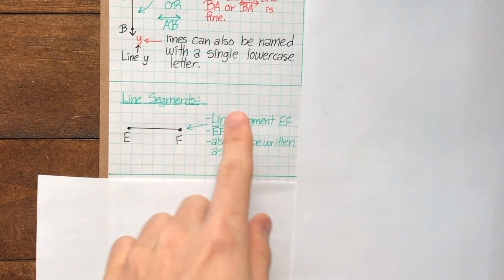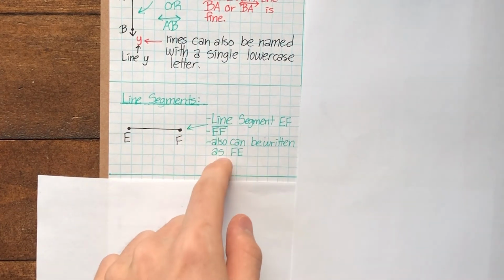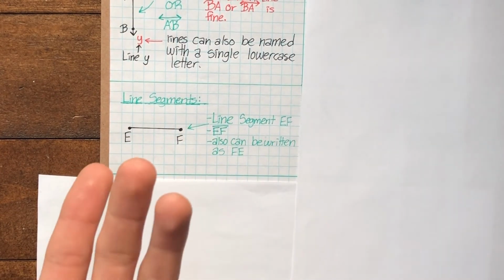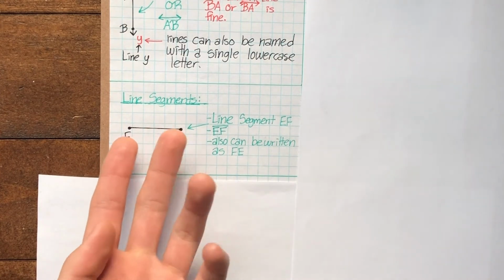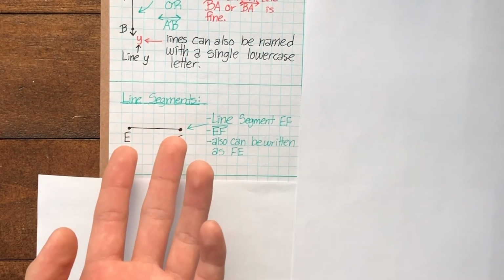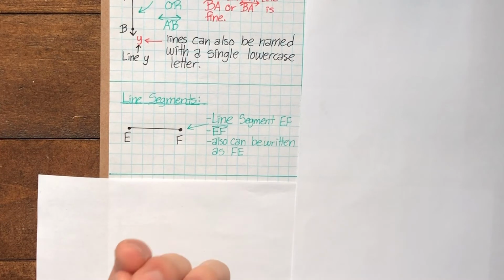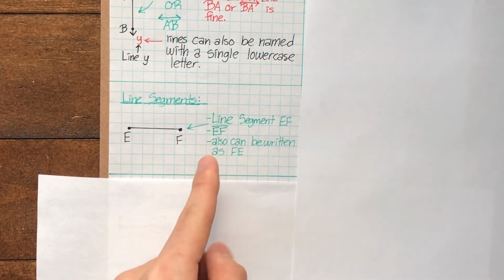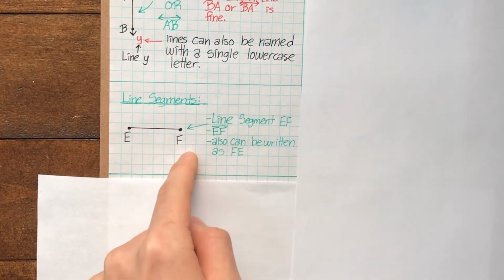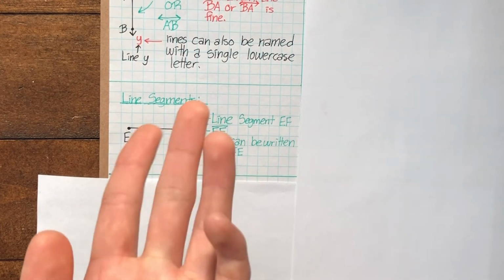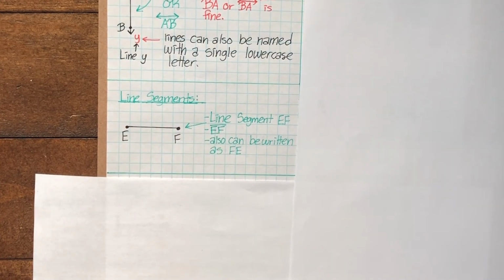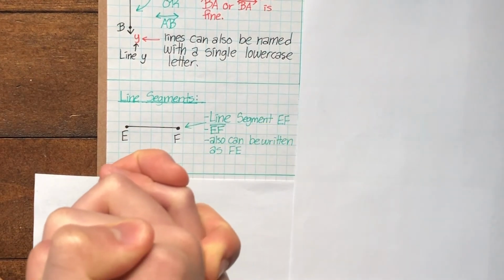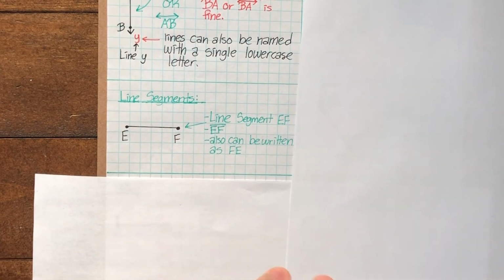You can also write it as line segment FE. Once again, it doesn't really matter, just because it stops in both directions, so there's no one correct way to write it. It can be line segment EF or line segment FE, it doesn't matter. So now for the second part of the question, we are going to be doing the line segments.